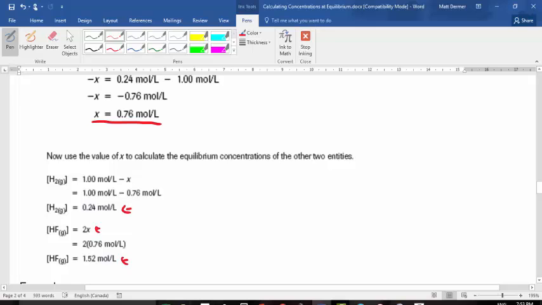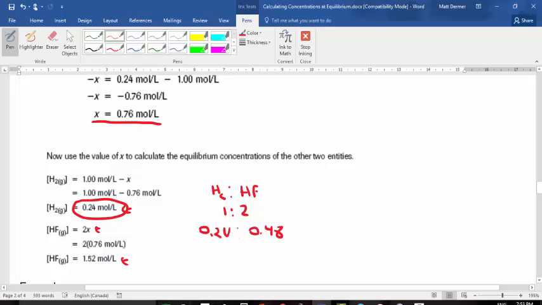Now you may think that, well, the ratio between hydrogen and hydrogen fluoride was 1 to 2. So if it's 0.24 here, shouldn't my concentration of hydrogen fluoride then be 0.48? And you have to realize that this value of 0.24 represents the amount of hydrogen gas that's left over.